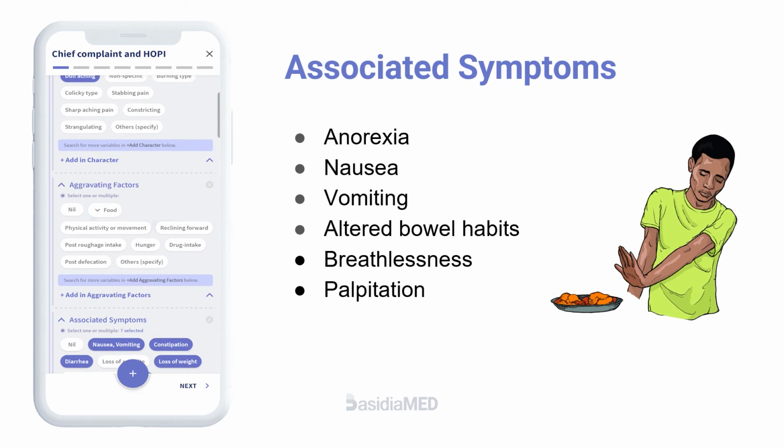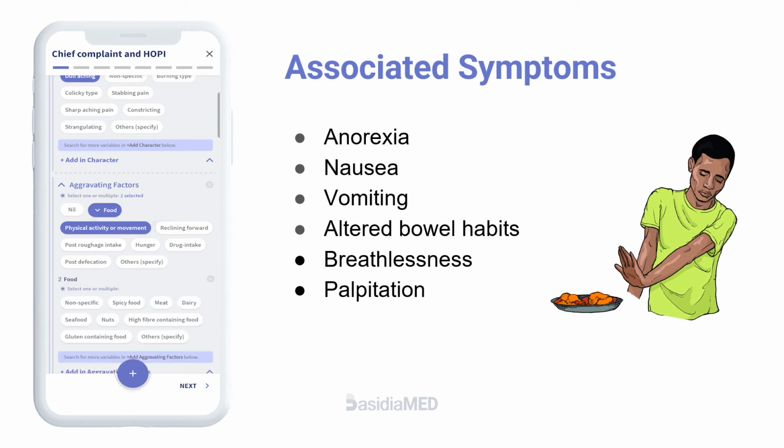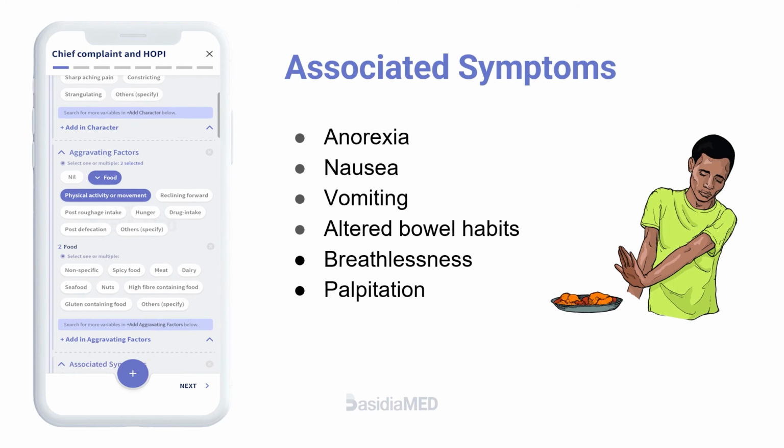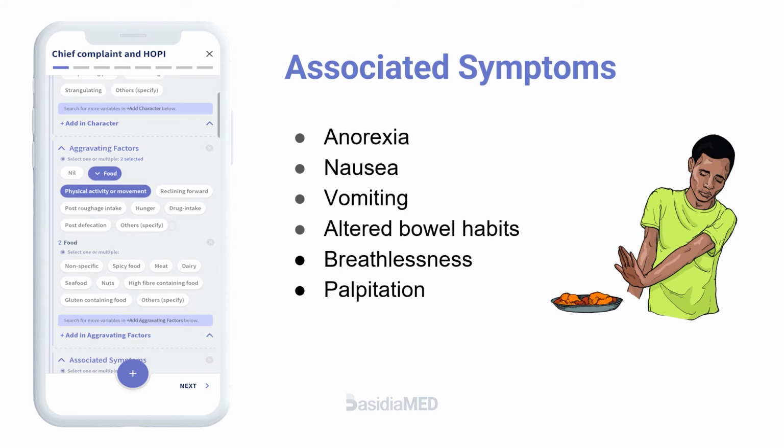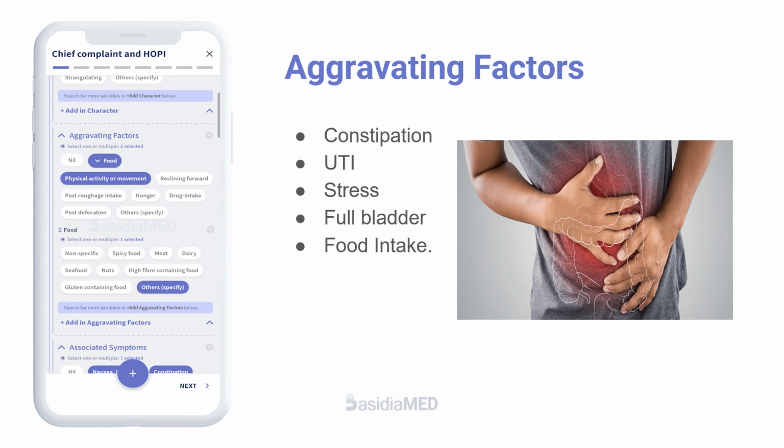Patients with peritonitis often remark on increased pain with jolts or bumps in the road. Peptic ulcer disease may be exacerbated by eating. Mesenteric ischemia may be precipitated by eating, as can the pain of intermittently symptomatic gallstones, often associated with fatty meals. Constipation, UTI, stress, full bladder, and food intake are some of the aggravating factors.